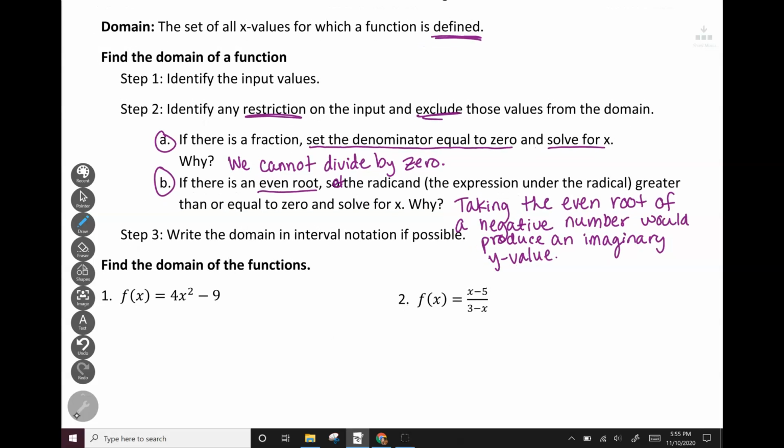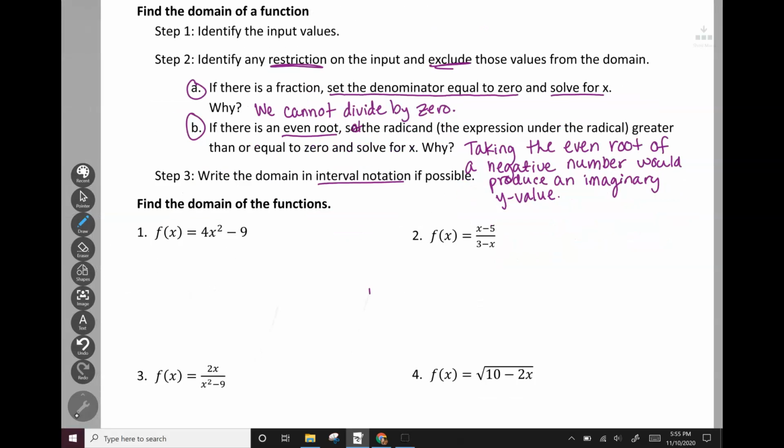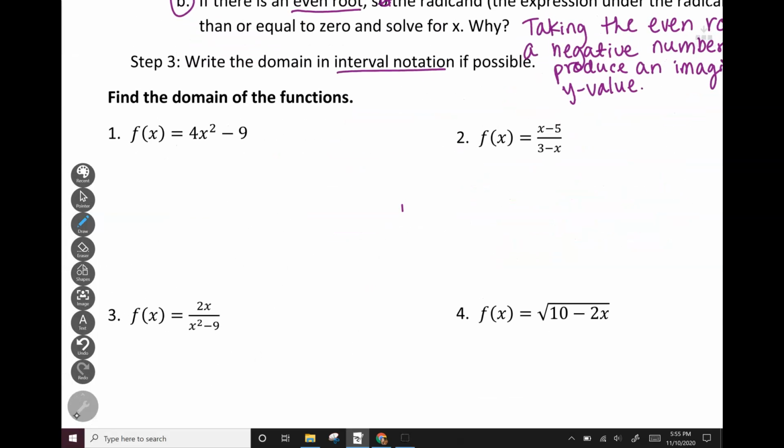All right, and then step 3, we're going to write that in interval notation if possible. So let's look at number 1. So this one is a quadratic. This function is a quadratic function, which means if I graphed it, it would look like a parabola.